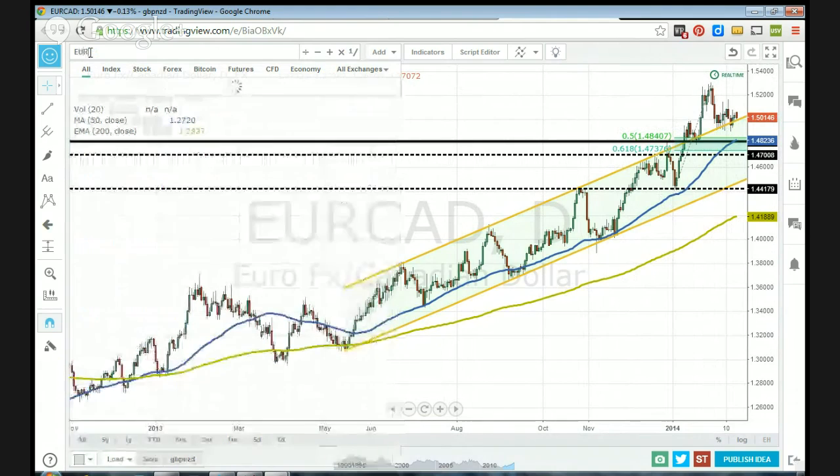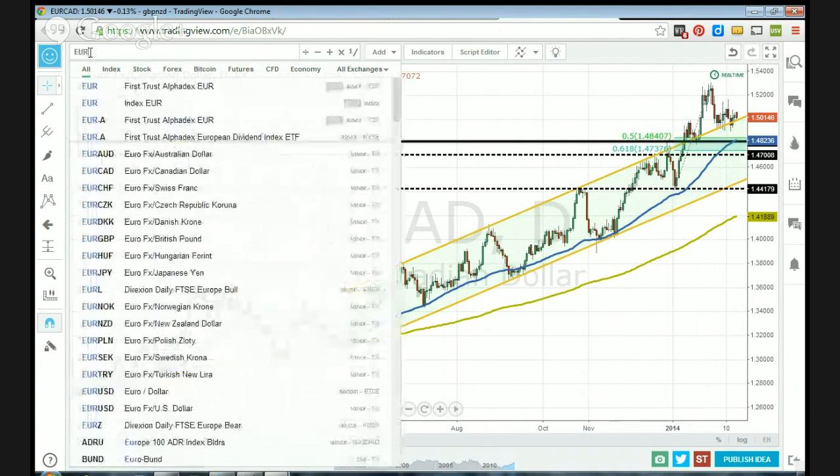So we'll see if it falls back to that black line where the 50 simple moving average and the 50% Fibonacci retracement are. There's a lot of confluence going on right at 48.20, right around there. So we'll see if that ends up anything. Euro pound, we look at Euro yen.